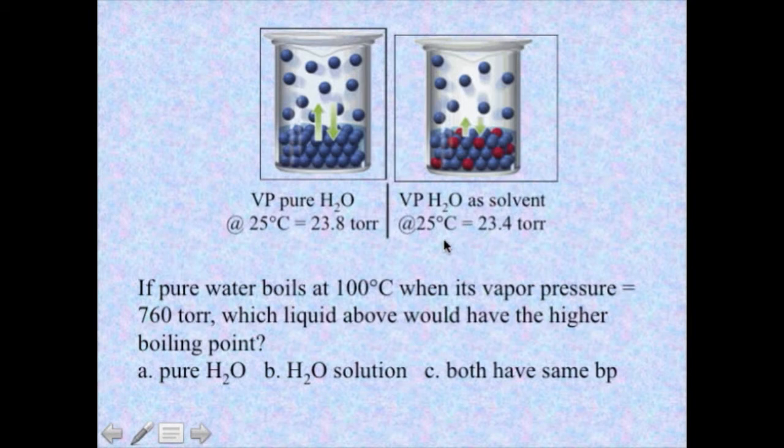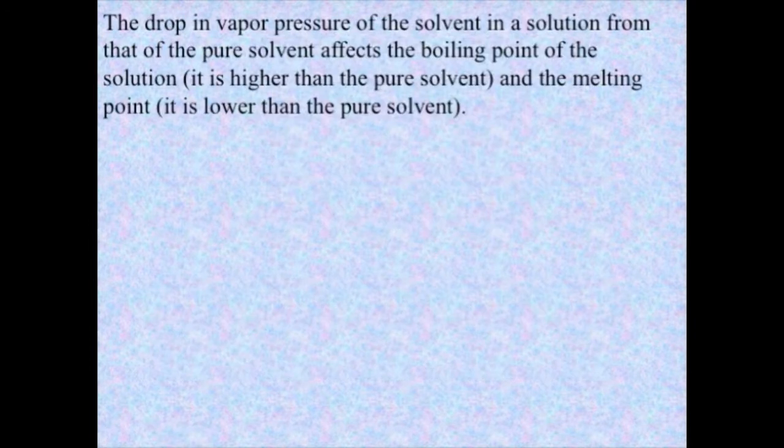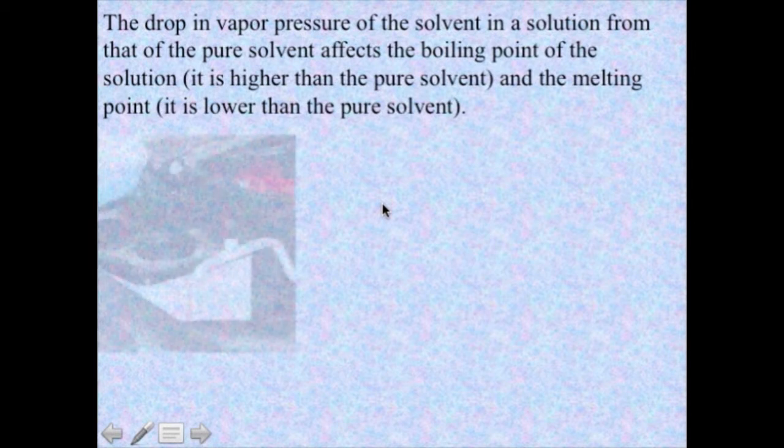And we have to heat it above 100 degrees Celsius to get its vapor pressure up to 760 where it will boil. So the water solution is going to have the higher boiling point. The boiling point is elevated when a solute is mixed in to the water. The drop in vapor pressure of a solvent in a solution from that of the pure solvent affects the boiling point of the solution, which will be higher than the pure solvent, and it affects the melting point, which will be lower than the pure solvent.